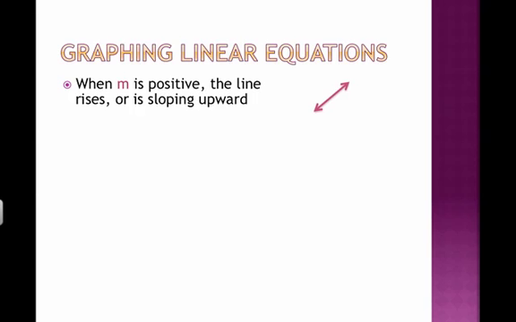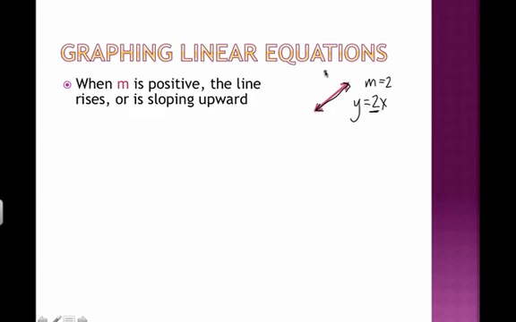Graphing linear equations. When your slope is positive, for example, let's say we had an equation that looks like y equals 2x. 2 is our slope, so our m would equal 2. This is a positive slope. This means that our line is going to start lower and go upward, just like this. It has an upward slope. It is increasing as you're moving to the right on the x-axis.